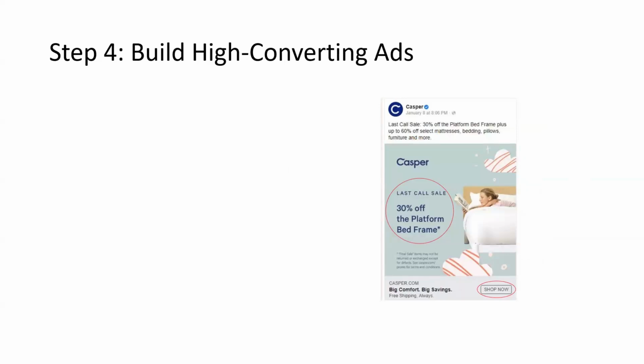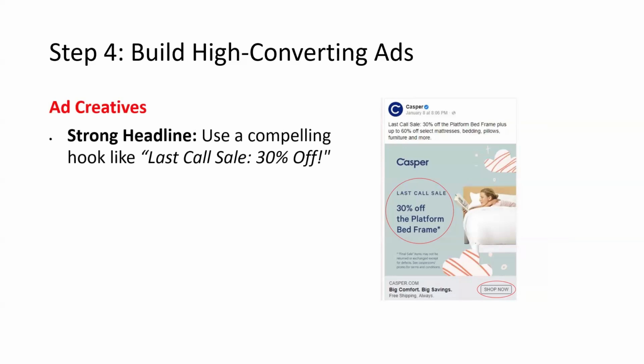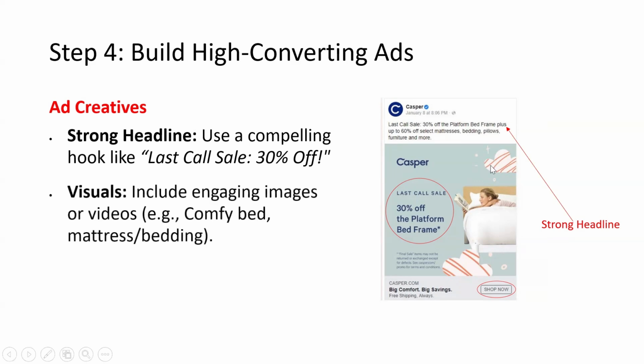Step four is building highly converting ads. So, what are the prerequisites of these ads? They should have a very strong headline and use a compelling hook. Like when you see this ad for the mattress, the brand name is Casper. It has a very strong headline. It says "Last call sale 30% off." So it's a very compelling hook that they have used.